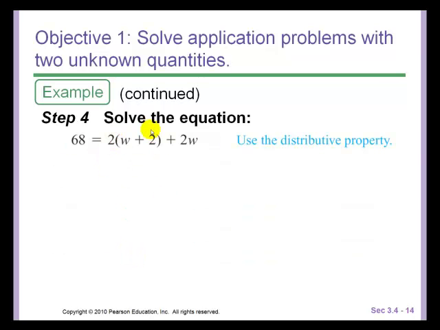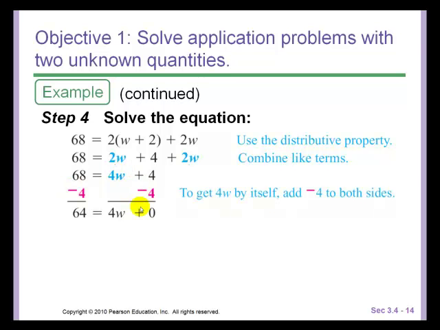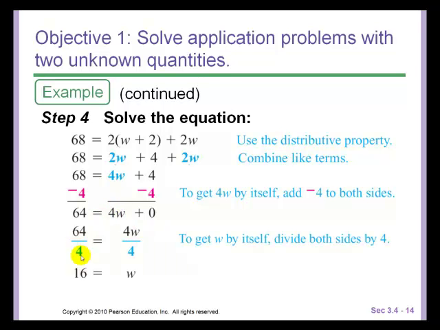We will start by distributing. We get 2W plus 4 plus the 2W. Now we're going to combine these like terms. We get 4W plus 4. Now to get the variable term by itself, we'll subtract 4 from both sides. And now to get this W to have a coefficient of 1, we're going to divide both sides by 4, and we get 16 equals W.